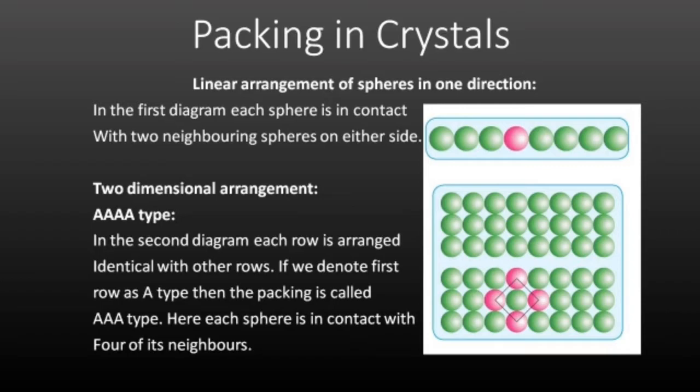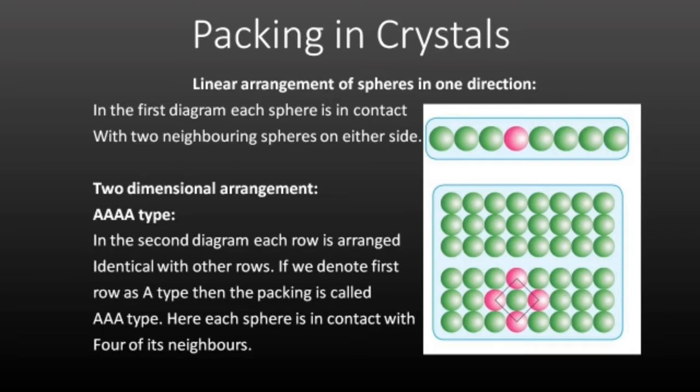Now another one is two-dimensional arrangement. Here there are two types of arrangement, one is AA type, another one is AB type. First of all you see the AA type. Here the first row is arranged the same way, the second row is also arranged, that is aligned vertically as well as horizontally. Each row is identical with each other. If you denote the first row as A type, then the second row is also A type. So this type of arrangement is AA type.